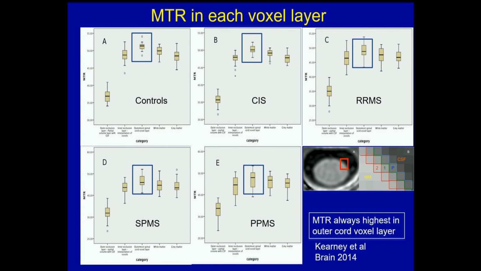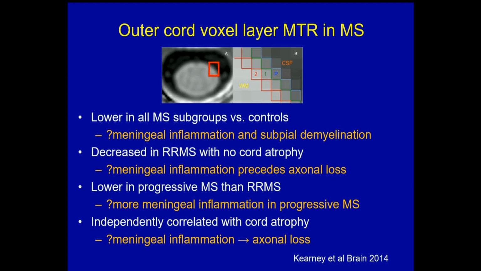Whether it's either of those, you can see from this slide how this single layer, voxel layer, 0.5 millimeter diameter in the outermost cord is higher, of course, than the surrounding CSF, where it tails off quickly, but also than the grey and white matter in the spinal cord. And what Hucani found was that in all MS subgroups, there was a lower outer voxel MTR compared to controls. He also found a decrease in relapsing remitting MS in the absence of cord atrophy.